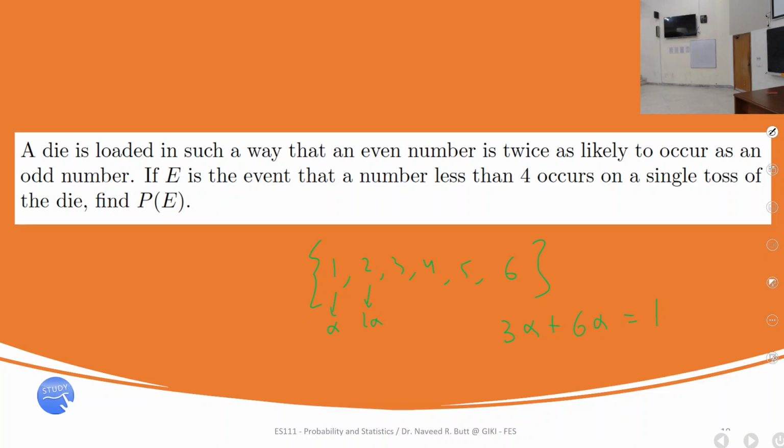So then what happens? Alpha is 1 by 9. So the probability of each of the even numbers is twice that. What's the probability of 1? Alpha, we have found alpha. What is it? 1 by 9. What's the probability of 2? 2 by 9. Now, the answer to the question.